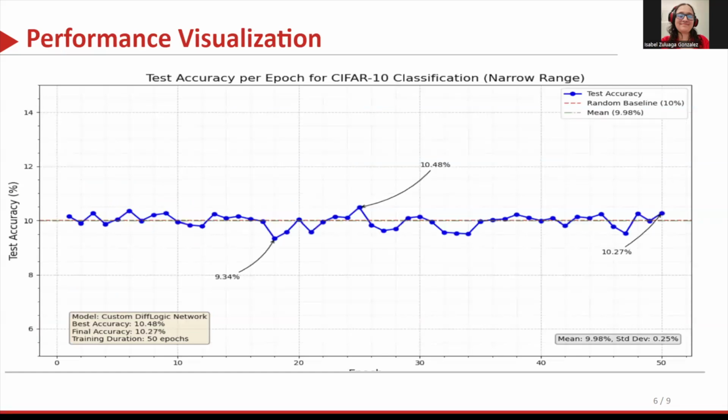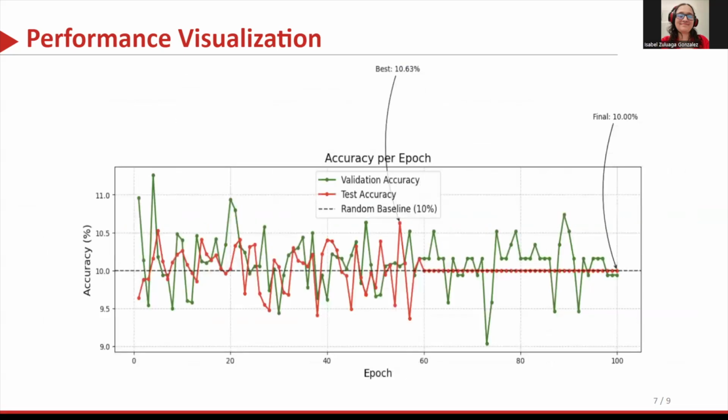These are the performance visualizations. This first one is for the custom baseline. We can see the baseline shows accuracy fluctuating narrowly around 10% for around 50 epochs with minimal learning progress. The improved version, despite running for 100 epochs, which is this one right here, and incorporating additional techniques, still struggles to meaningfully exceed random chance performance. We also observed an increased volatility in the accuracy measurement, suggesting potential issues with the learning rate or optimization process.